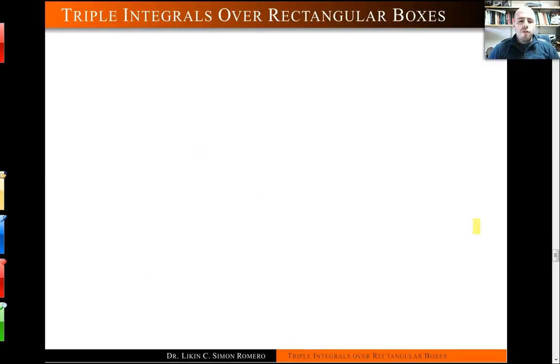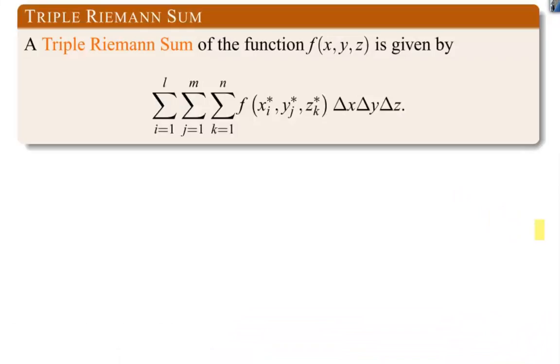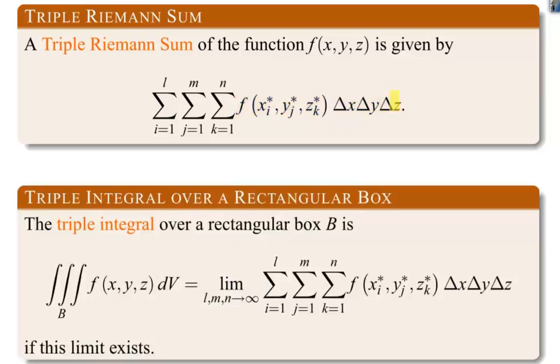So now, how do we define the triple integral over a rectangular box? Let me again say that a triple Riemann sum is given by the value at a sample point times the volume of each individual small box, and then adding all those products together. The triple integral over a rectangular box is the limit as L, M, and N go to infinity. In other words, it is the limit when we take smaller and smaller rectangular boxes, or, put another way, we are subdividing the original intervals into more and more pieces.